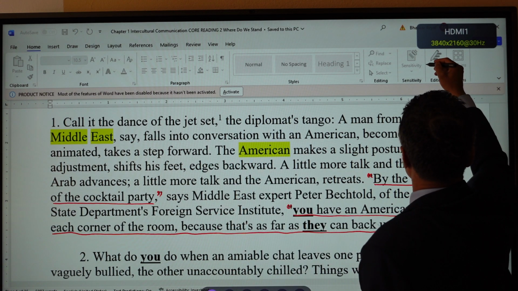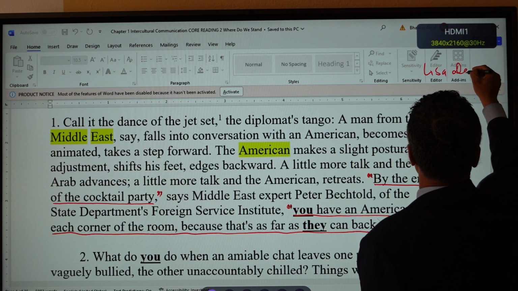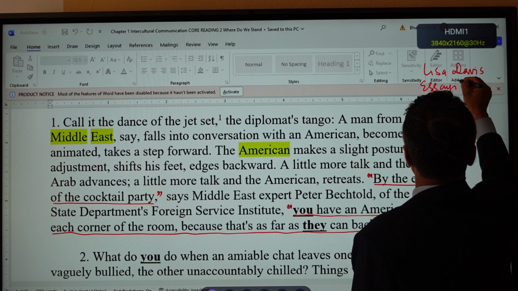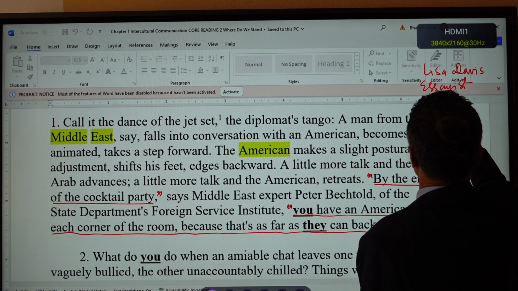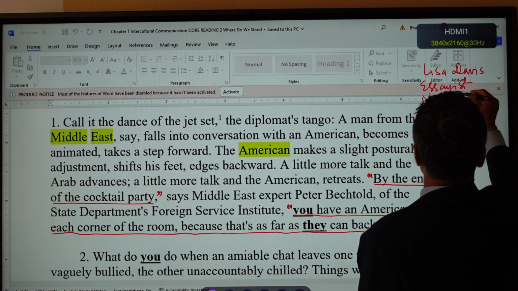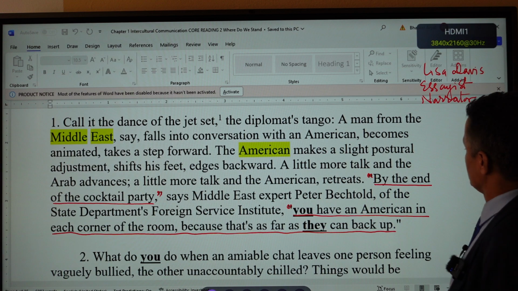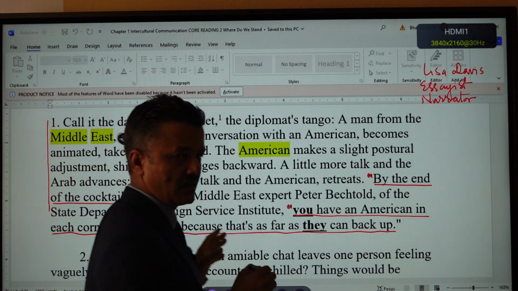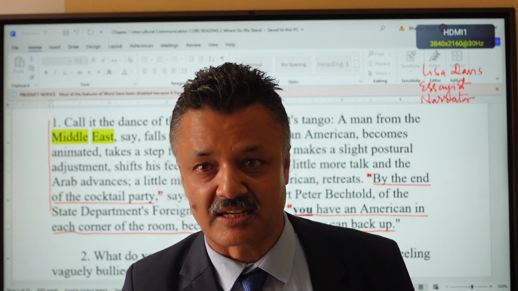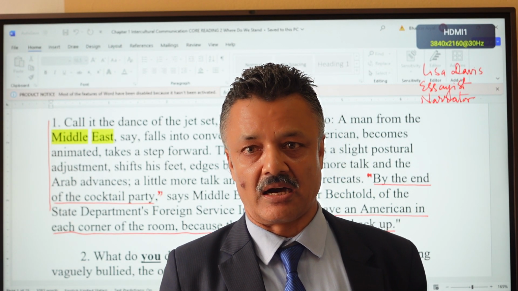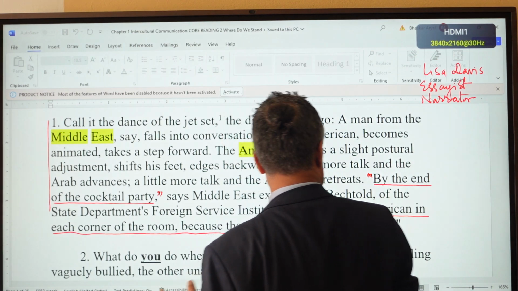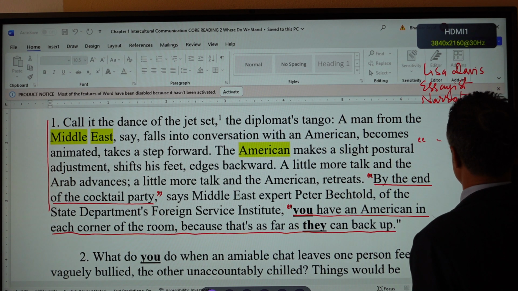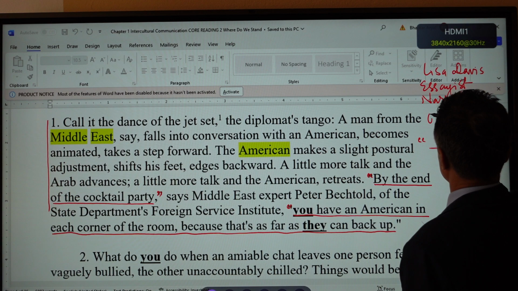In this paragraph, let's say it is Lisa Davis who is speaking, or the essayist, or the narrator who is telling us this story. And as the writer describes a scene, a drama, there is a cocktail party, there is an American, there is an Arab, a drama. And now what do you see here? Here is an opening inverted comma and then a closing inverted comma and a statement. So here is a quotation.